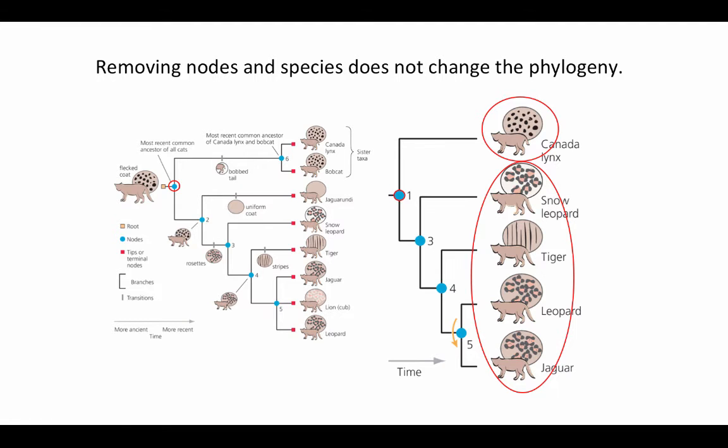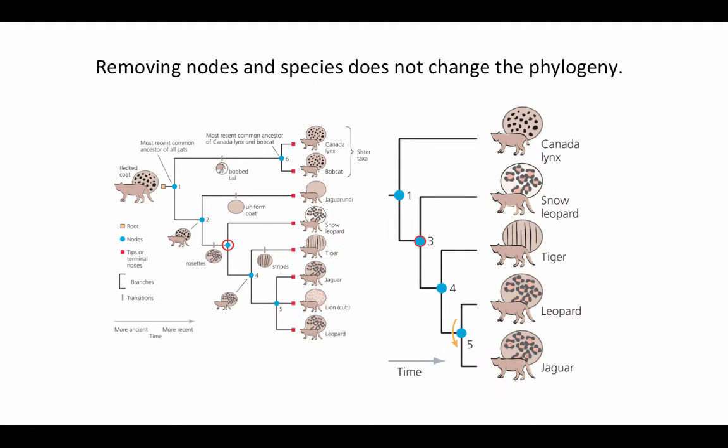On the phylogeny on the left, we can see that that same node divides between Canada lynx on one sister group and snow leopard, tiger, leopard, and jaguar on the other side. Again, the order doesn't matter as we're going node by node. We just want to make sure that the same groups are included in the same groups of sister taxa.